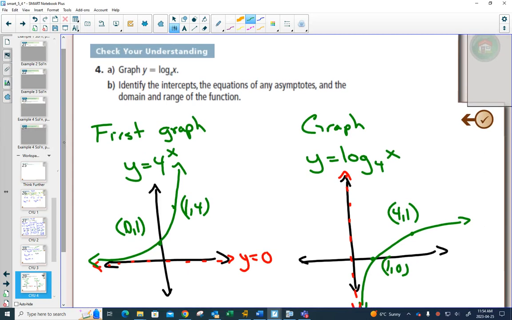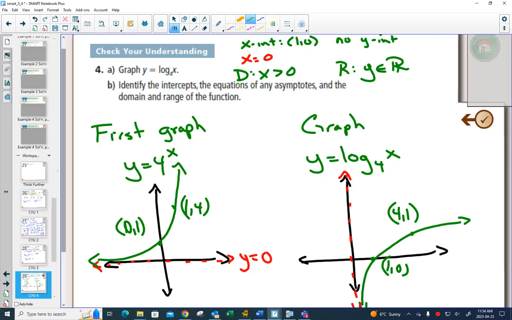And then in part B it says, identify the intercepts. We have an x-intercept at 1, 0, and there are no y-intercepts. We have an asymptote at x equals 0. The domain is x is bigger than 0, and the range is everything. So for this very first log graph, I drew the exponential graph and switched the x and the y's.